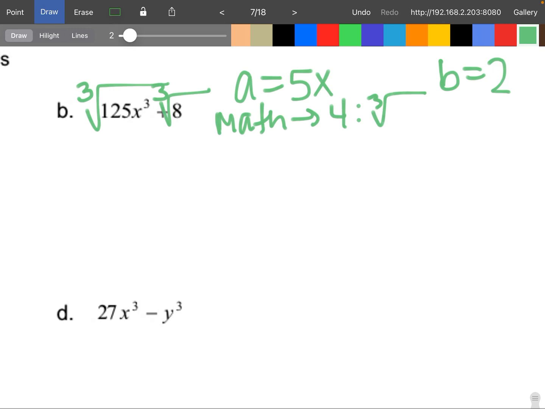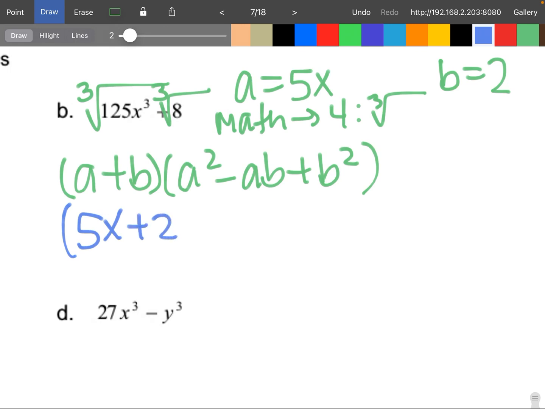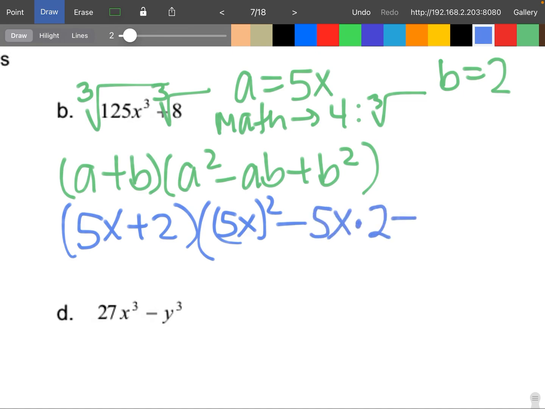We're going to use the same formula from before. So I could write it down. A plus b times a squared minus ab plus b squared. And then let's substitute it in. A is 5x and b is 2. So it's 5x plus 2. Now a squared. What you should probably do is put this in parentheses as (5x) squared, because not only do I want to square the x, I also am going to be needing to square the 5. Minus a times b, which is going to be 5x times 2, plus b squared, which is 2 squared.